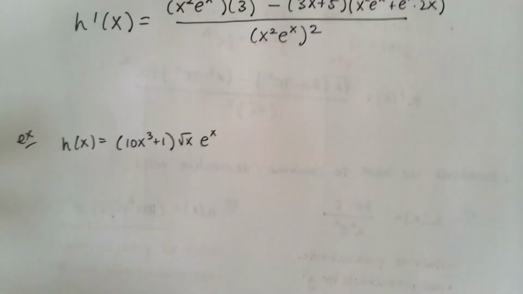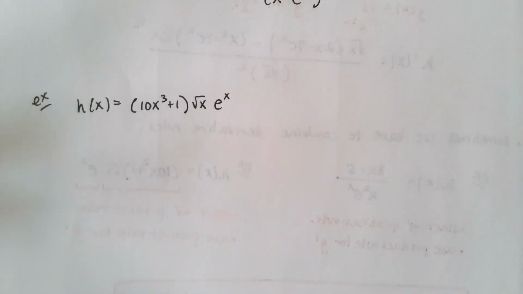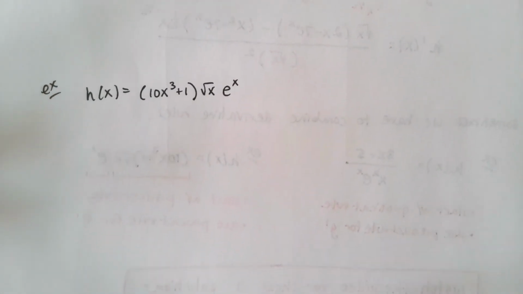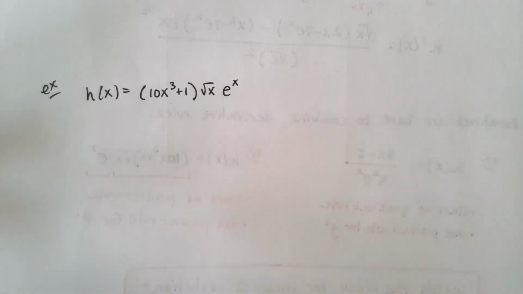All right, now my next example, if I can move my paper up here, is 10x cubed plus 1 times the square root of x times e to the x. So here I have essentially the product of three functions that have derivative rules, right?